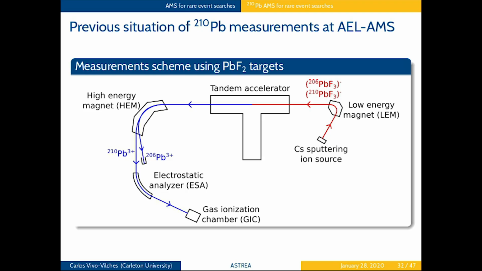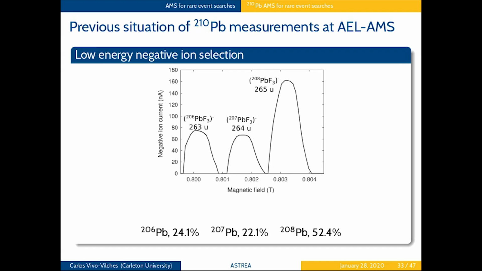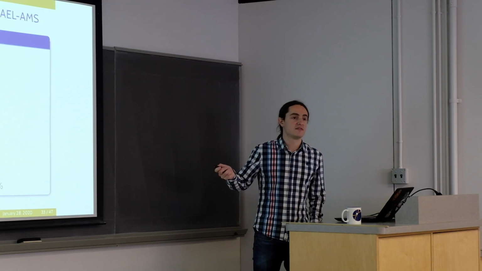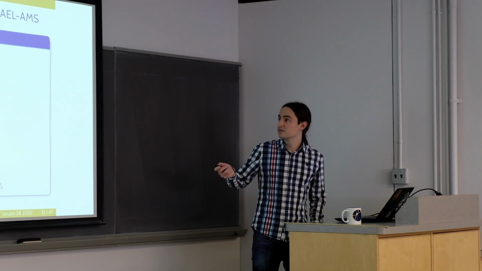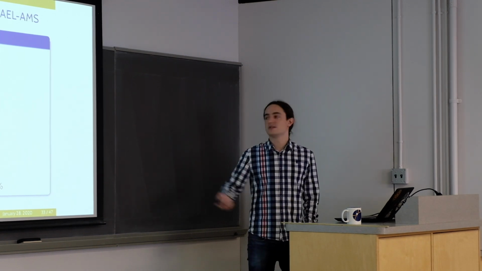So the measurements of lead-210 would be done, as I said, producing lead fluoride targets, and in this case we would select this kind of ion. And as a matter of fact, the good thing about lead is that I'm going to show you how good these magnets are, where we can see that the low energy magnet can separate perfectly the different stable isotopes of lead, even when they are with a plus of 57 atomic masses. So they are huge molecular ions, but even with that, we can totally separate them with the magnet.